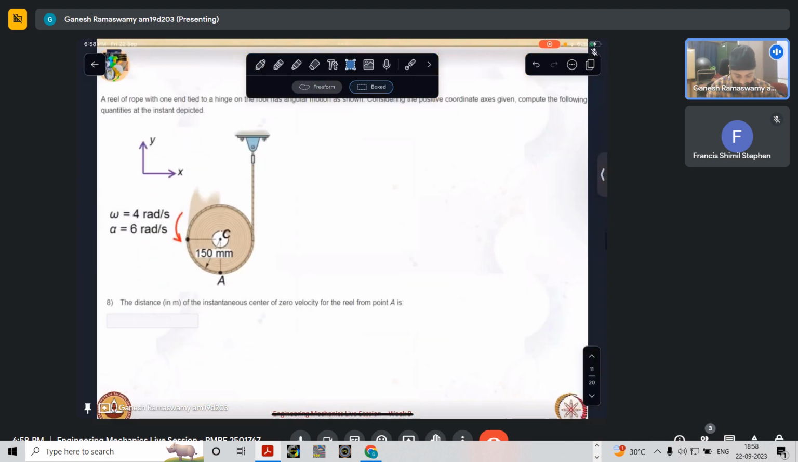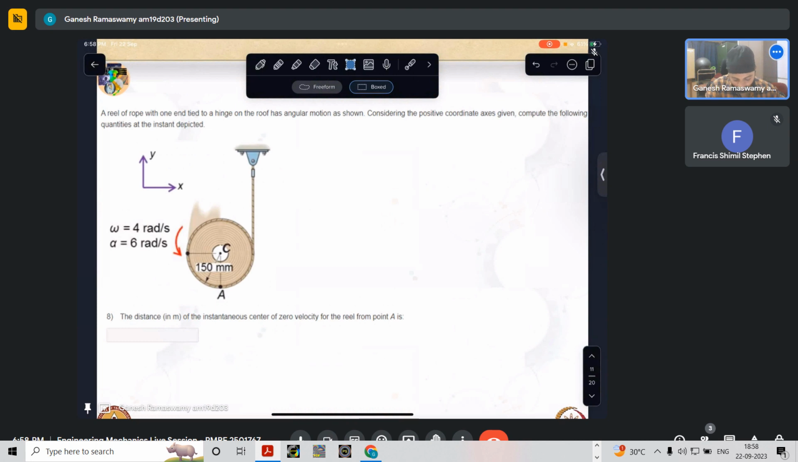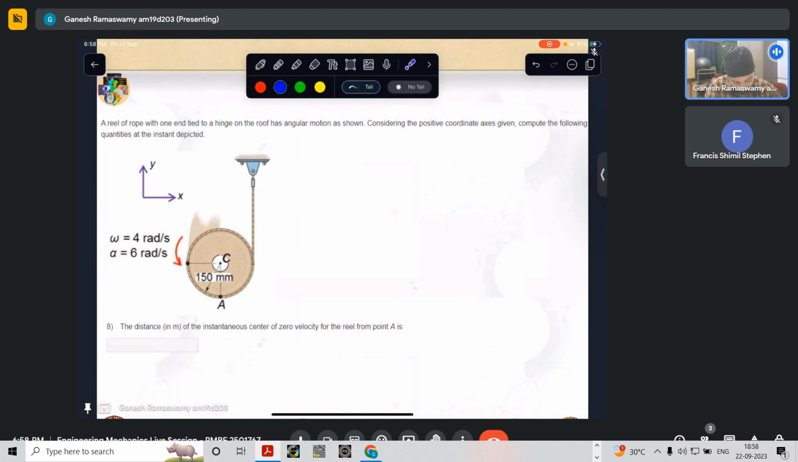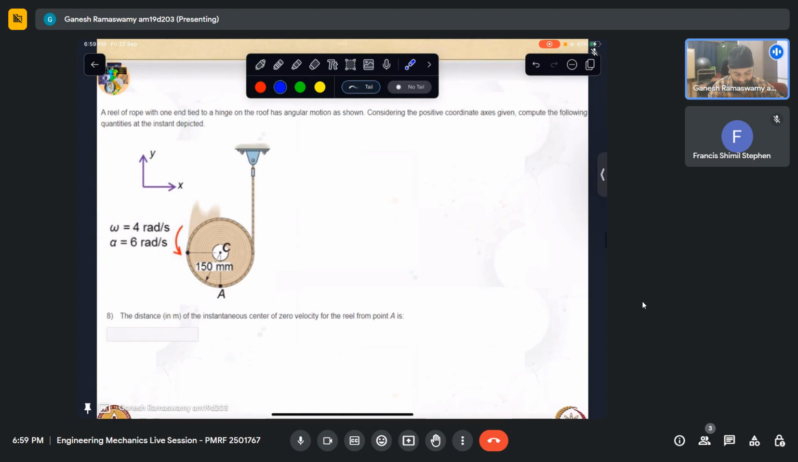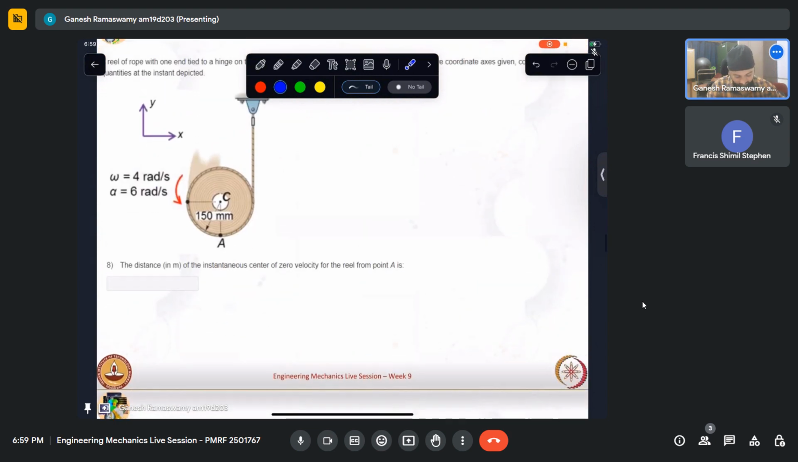So let us try to look at this question now. A reel of rope with one end tied to a hinge on the roof has angular motion as shown. So this is having both omega and alpha in this direction, omega being 4 and alpha being 6 in magnitude. We have been given one set of axes, x and y. So considering the positive coordinate axes as shown, compute the following quantities at the instant depicted. The distance in meter of the instantaneous center of zero velocity of the reel from point A is what?